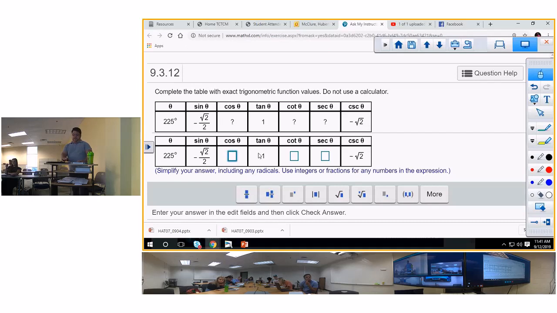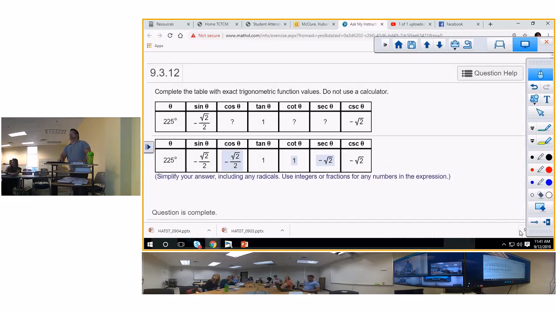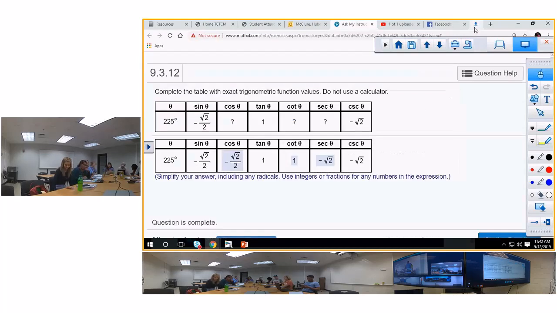Same thing, negative square root of 2 divided by 2. And this, what was the cotangent? 1? Yeah. And this one is negative square root of 2. Negative square root of 2. Let's see if it'll give us another similar. What the heck is that? Oh, I must have hit something else.